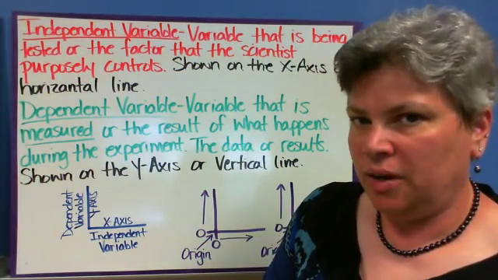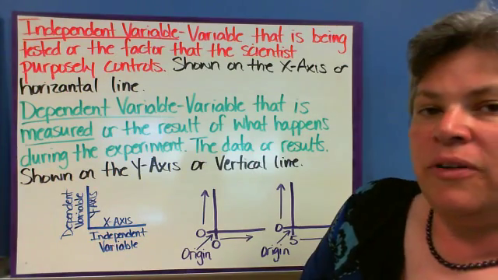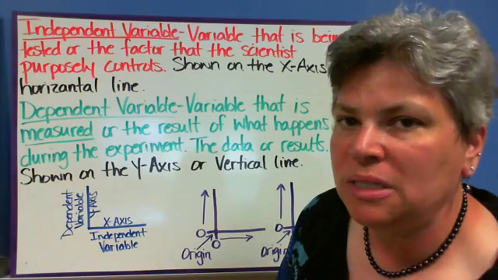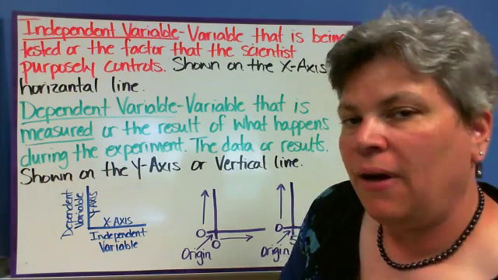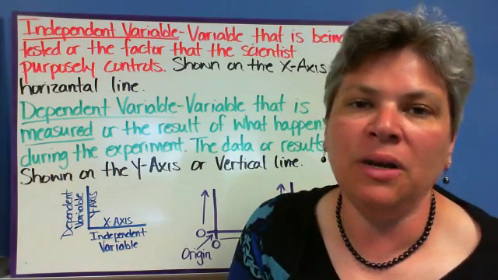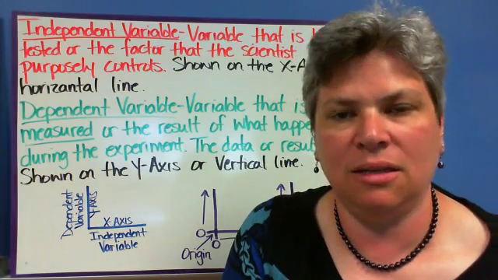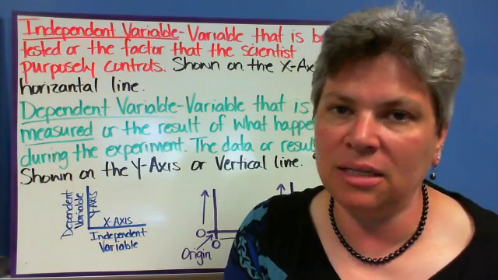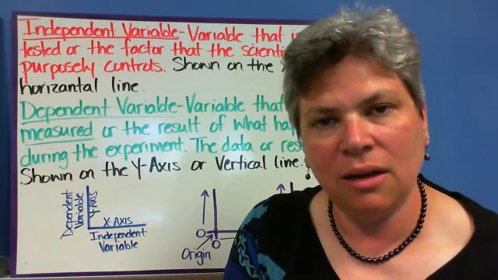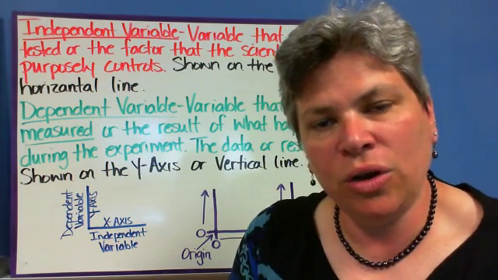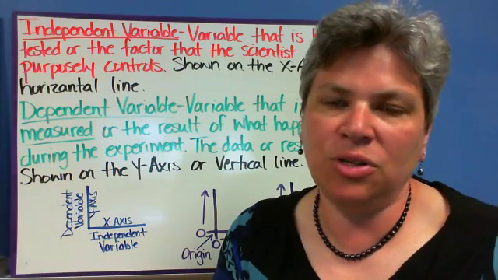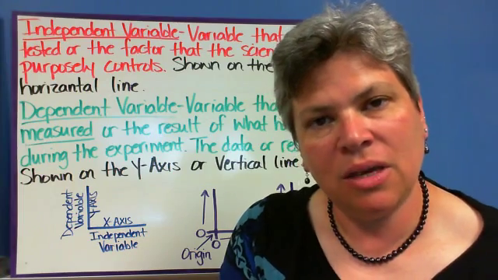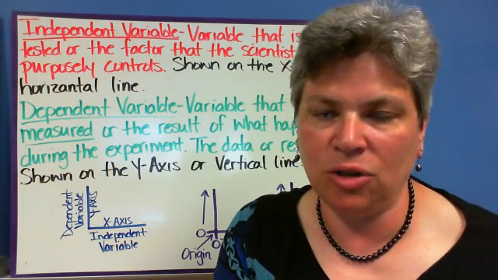The independent variable. The independent variable is the variable that's being tested, or it's the factor that the scientist purposely controls. If I have a beaker of water on a hot plate and I want to take the temperature of that water every minute, what is my independent variable? I can control the time. I can set my stopwatch so that every minute I take the temperature. I have no control over the actual temperature of that water. So my independent variable is time, because it's the variable that I actually have some control over.